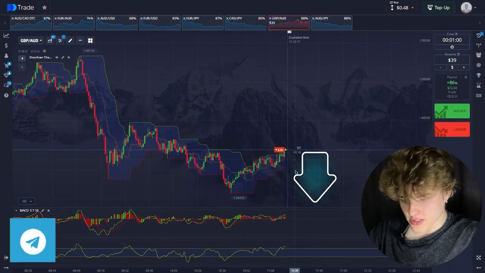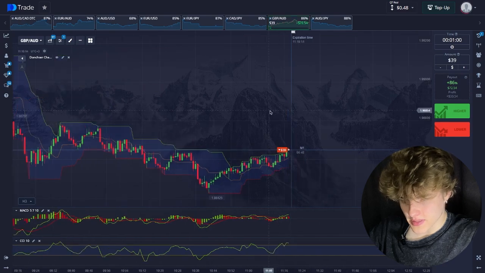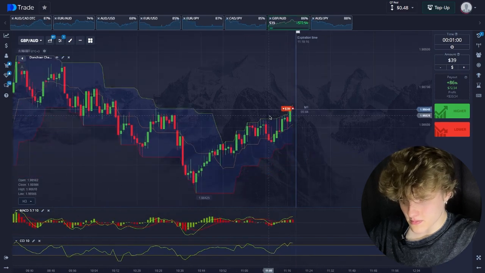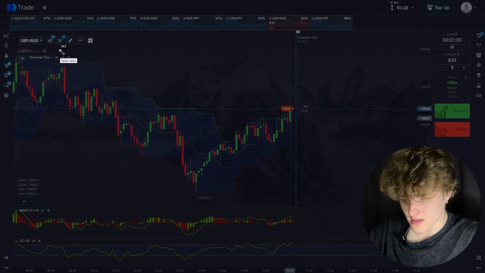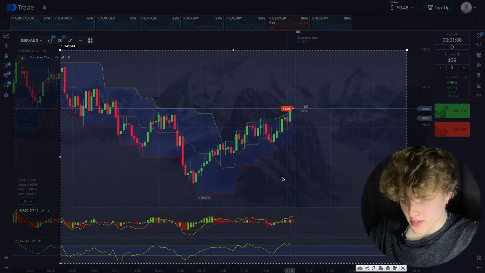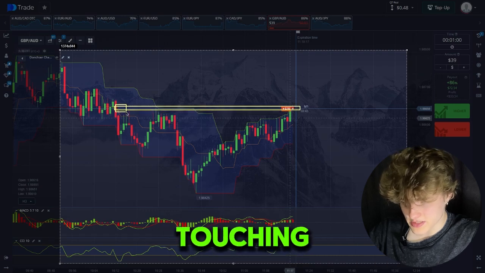And here we will also open a trade on the downside. We will also open against the trend. So let's highlight the working area. The last trade was opened against the trend. This trade will also open against the trend. We are touching the resistance area.